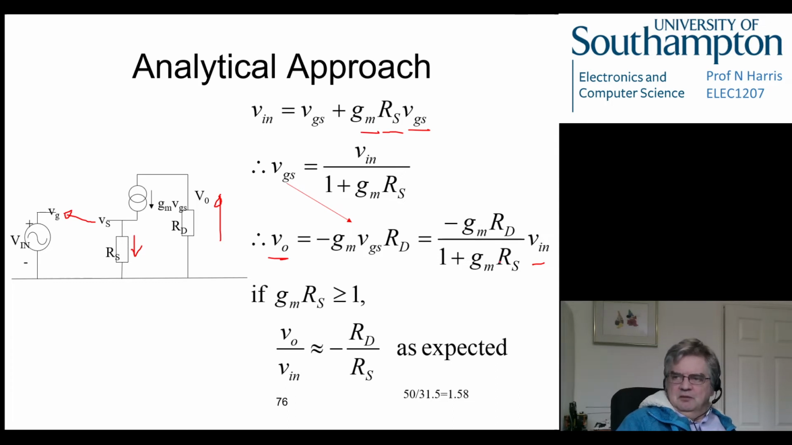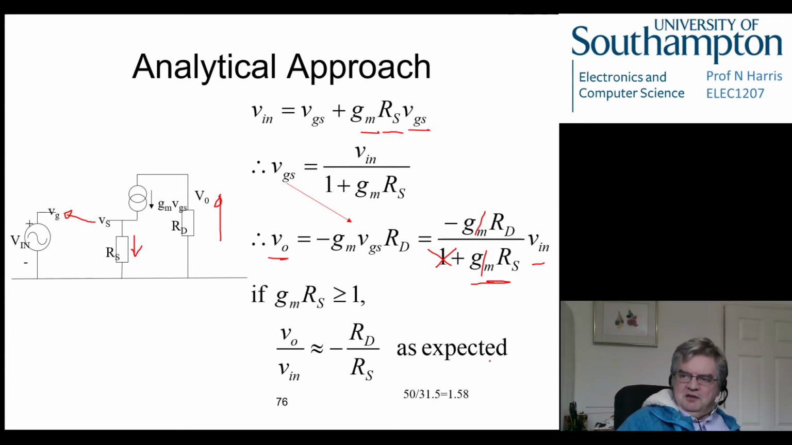And if we can say that GMRS is bigger than 1, so that this is significant compared with this, we can ignore that, because if this is big, say this is 100, then 1 plus 100 is 101, and that's close to 100, so we just call it that. And then obviously we can just cancel out the GMs, and we end up with V out over V in is approximately equal to RD over RS, which is the ratio of these two resistors.